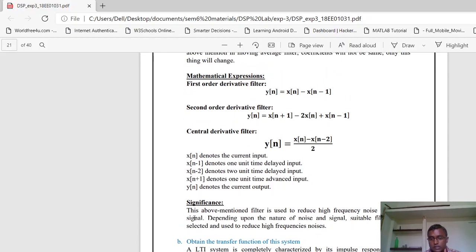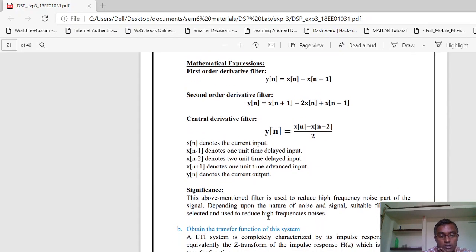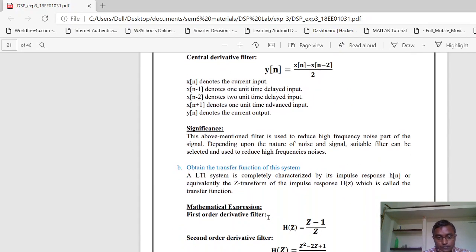And its significance is that, depending upon the requirement, we can have different natures of noise in signals. Some noises will be reduced by one filter, and others will be reduced by some other filter. So depending upon the requirement, we can select the filter.